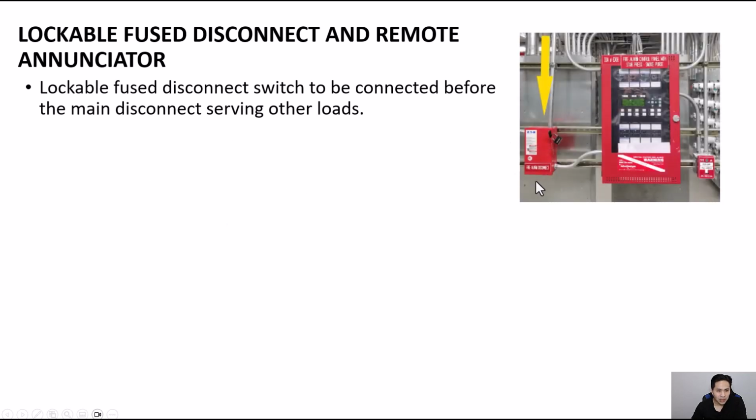So this is what a fused disconnect looks like, and it has to be lockable so they could lock it and nobody can actually shut off power to the fire alarm system. The fused disconnect would provide power to the fire alarm panel.